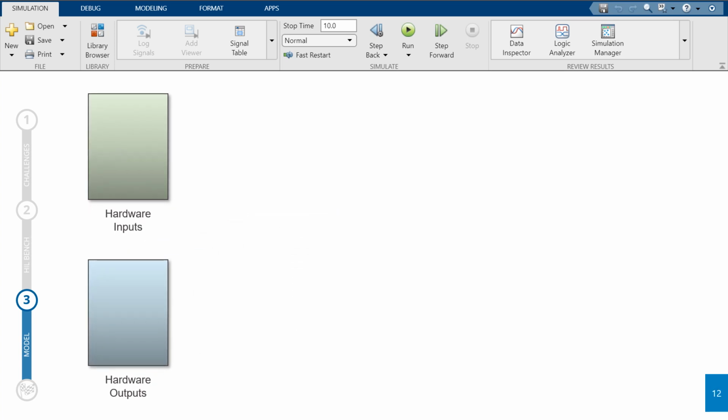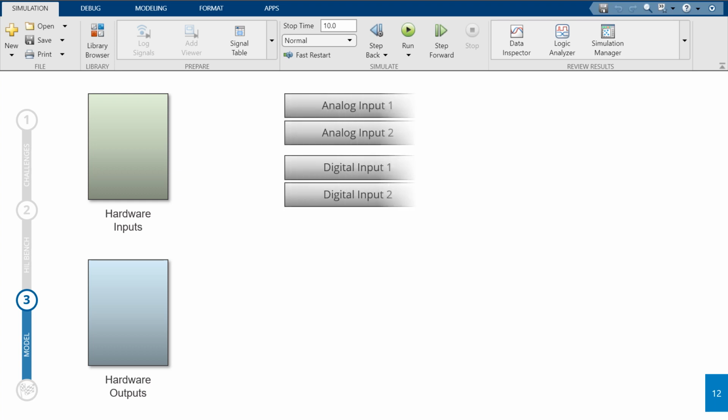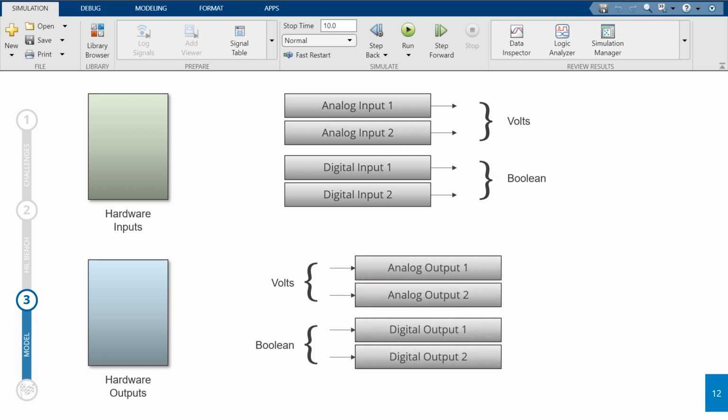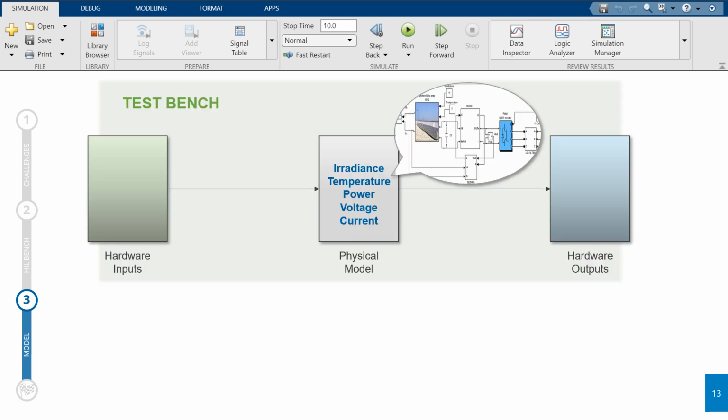The hardware inputs and hardware output subsystems contain blocks specific to the test bench, which allow to connect the model with the hardware interfaces of the bench. They are, for instance, analog or digital inputs and analog or digital outputs. They can also be signals that are part of CAN bus, Modbus, or other communication protocols. Let's go back to the complete model, which displays the physical model and the test bench specific subsystems to communicate with hardware inputs and outputs.